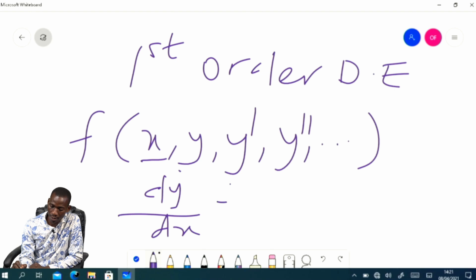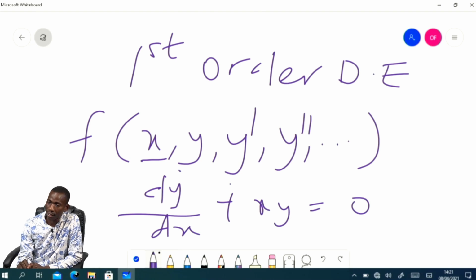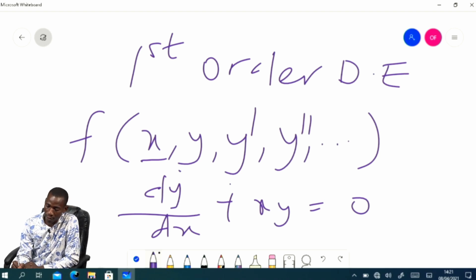Thus, an example of an ordinary differential equation is of the form dy/dx + xy = 0. In this case, we have dy/dx as the first order derivative, with x being the independent variable and y being the dependent variable. So this is an example of a first order differential equation.